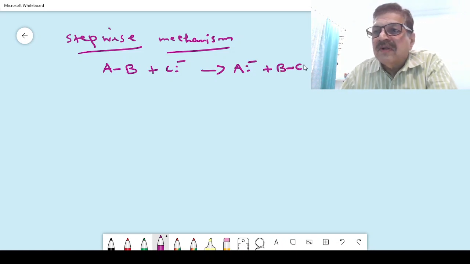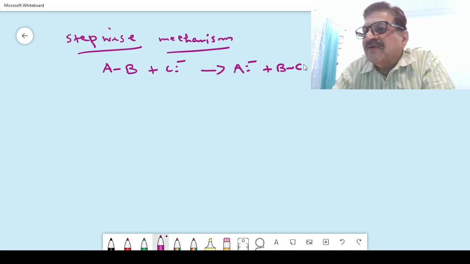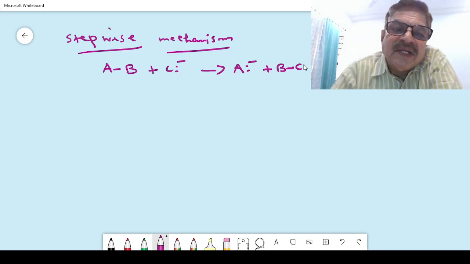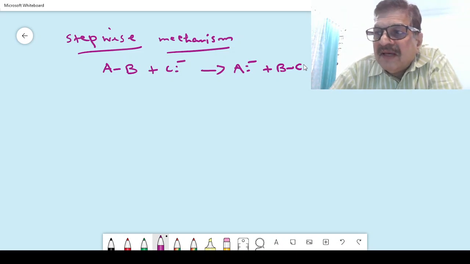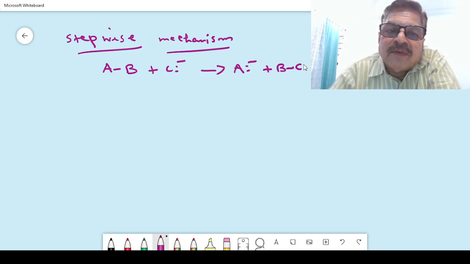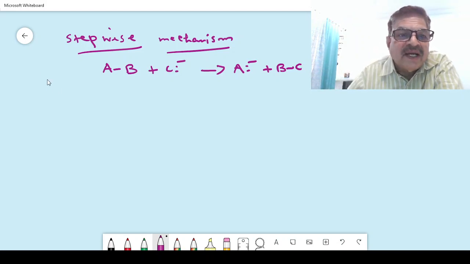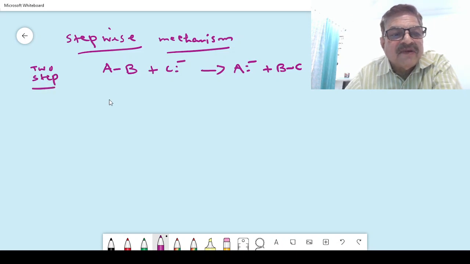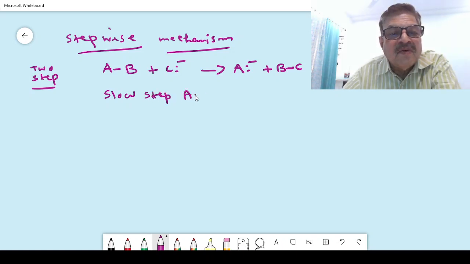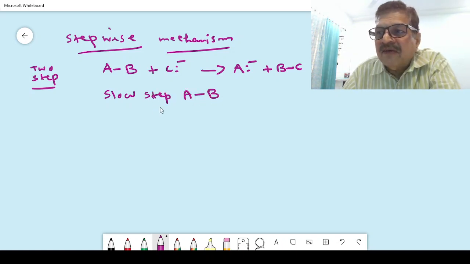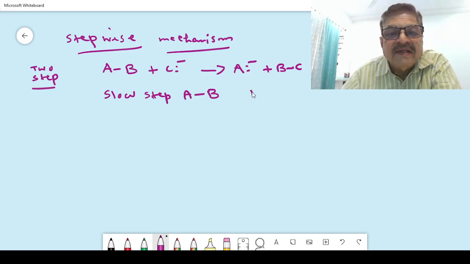So in the two-step mechanism, there will be a slow step, that is the rate determining step here, in which the AB bond is broken, and a fast step in which the BC bond is formed. There are two steps involved here. That is a slow step, a two-step mechanism we can say. A slow step, this is the rate determining step. In the slow step, the AB bond is broken. Okay, the slow step, this is the rate determining step.